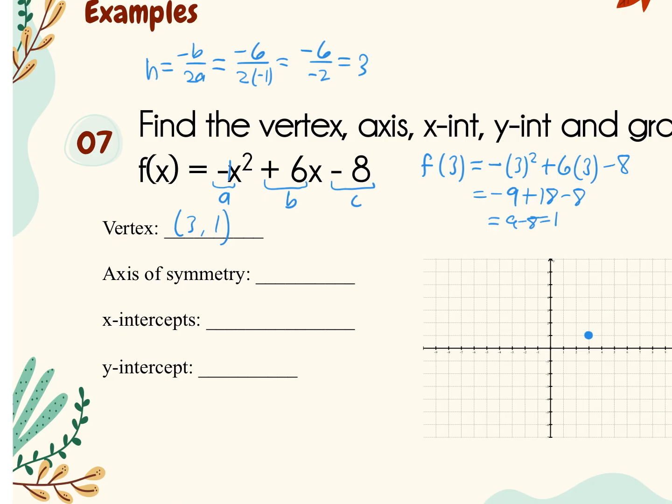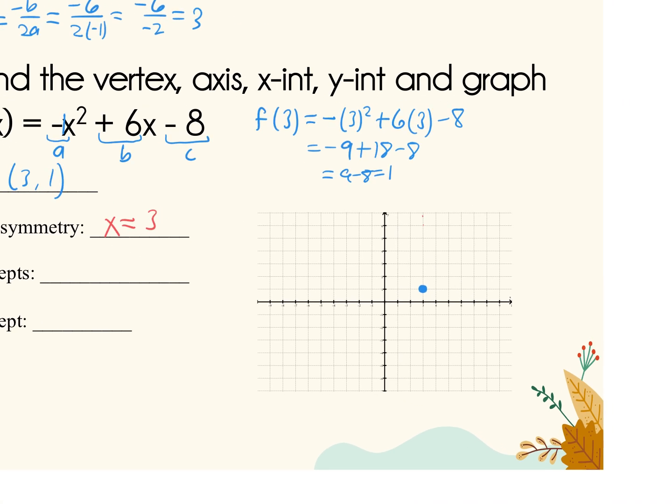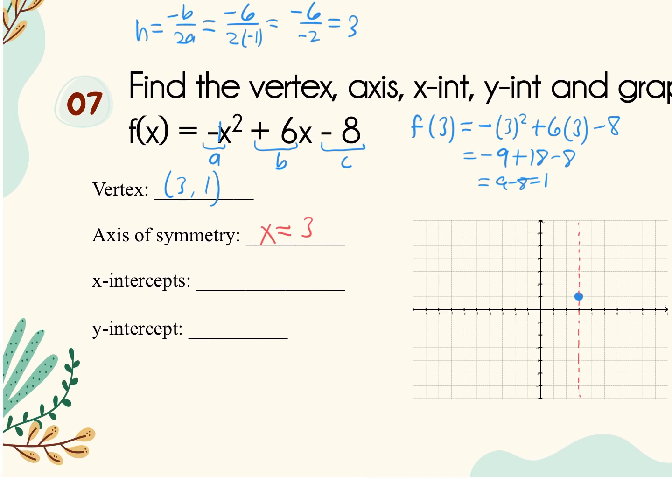Our axis of symmetry, once again, is just going to be where x equals the x-coordinate of your vertex. So it's going to be x equals 3. And I'm just going to go ahead and plot that on the graph, right? This vertical dotted line. All right. And now let's find our x-intercepts. We're going to set our equation or our function equal to 0. And I actually do believe this one is factorable, right? So let's go ahead and factor this.